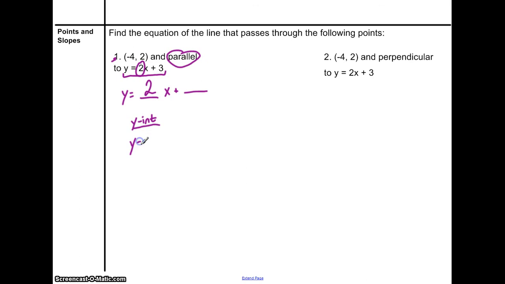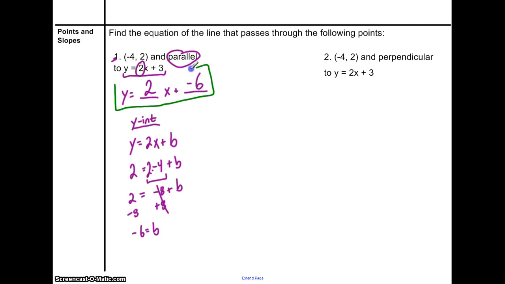Start with the equation, y equals 2x. But we don't know the y-intercept, so we'll put plus b. Using the coordinates at this point, -4 for x and 2 for y, we'll substitute in, bringing down the slope and the plus b, and then we'll solve. 2 times -4 is -8, sorry. Bring down the 2 and the plus b, and now we'll add 8 to both sides to isolate that b, get it by itself, and 2 minus 8 is -6 for b. So it turns out my y-intercept is -6, and my final answer will be y equals 2x minus 6.